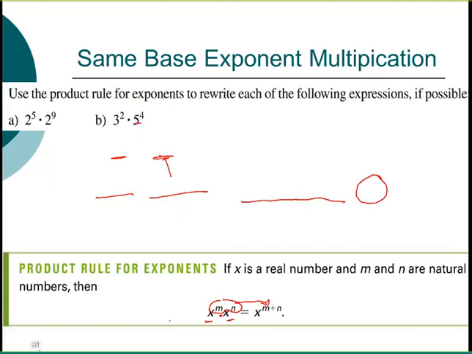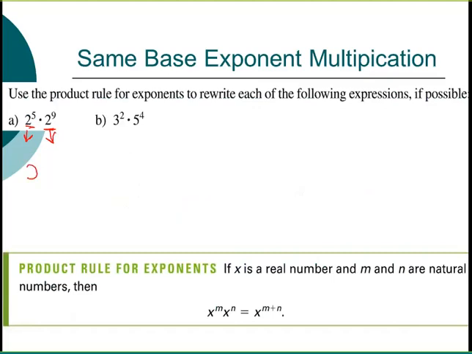Okay, so let's use the product rule here to expand these. And what we're going to be looking at is 2 to the 5th times 2 to the 9th. If I actually expanded them, I would write out 5 2's right here, and then 9 2's right here, and then I would add them all in the end. But in the end, I really just have 2 to the 5 plus 9 power, which means I have 2 to the 14th power. I would have had 14 2's if I expanded and wrote all those out.